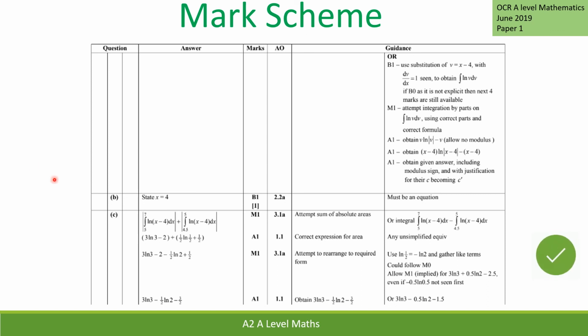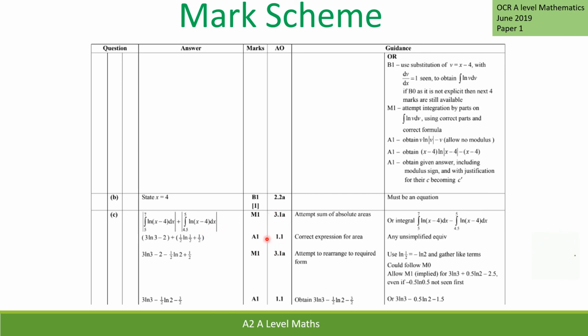The mark scheme on this bit says for part B, we just got to state x equals 4. Must be an equation to get the 1 mark. And the bit we're interested in here is part C. So you've got to show that it's a broken up integral sum. So you've got to split it between 5 and 7 and between 4.5 and 5 with your modulus signs either side of the second integral, or as we did at the first integral. And that will give you 1 method mark.